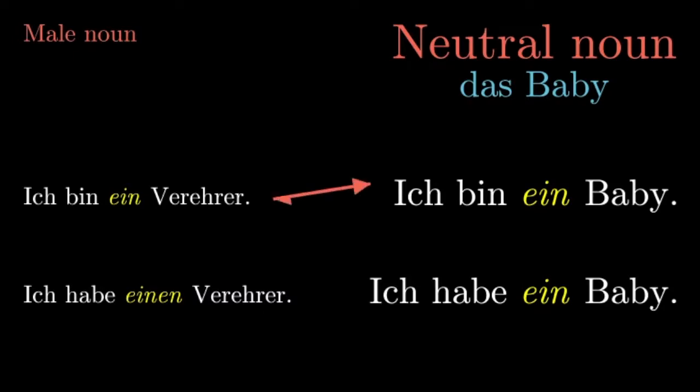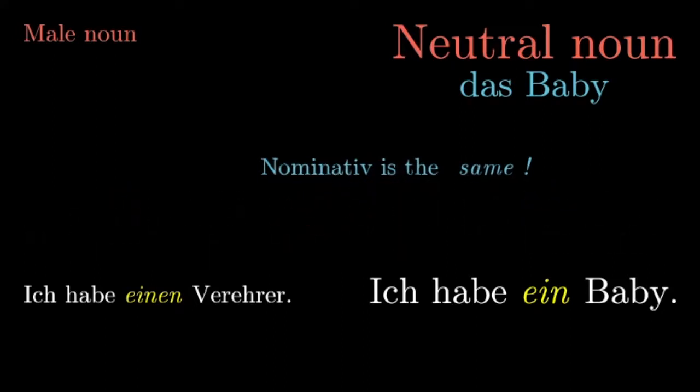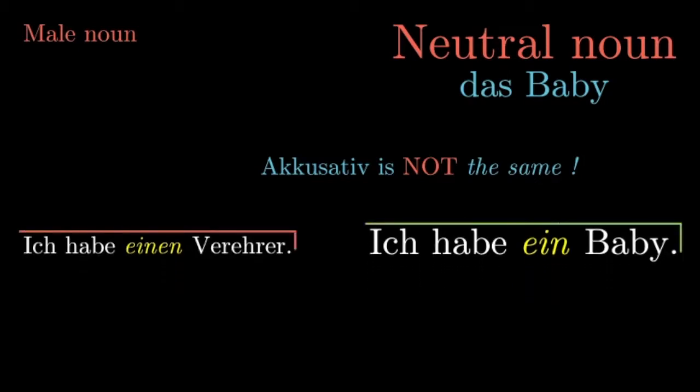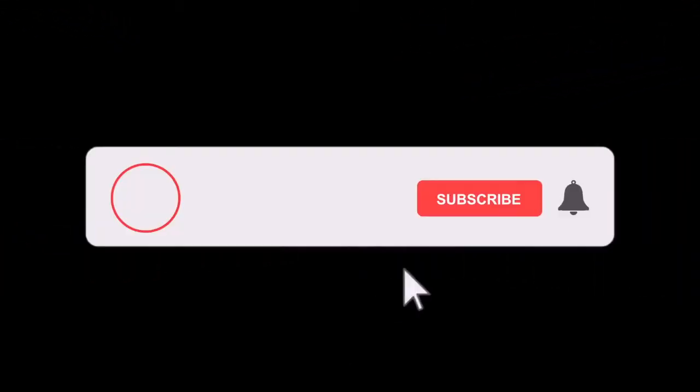So what you need to remember is that in the nominative case, for words like sein, the male noun and the neutral noun take the same indefinite article. However, in the accusative case, so lots of verbs need the accusative, then you need to change the indefinite article and use einen for the male noun and ein for the neutral noun. Let that sink in. It's very important in German that you know the gender of the nouns to use the appropriate article. What you need to do is practice, practice, practice.